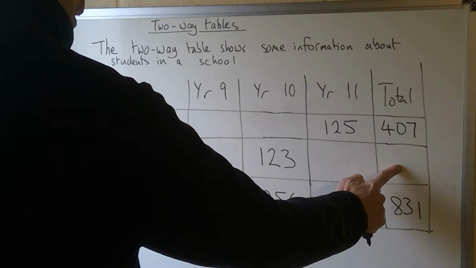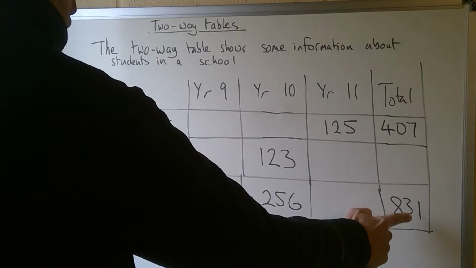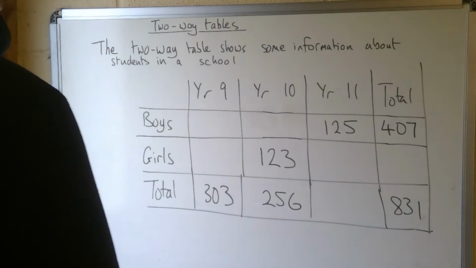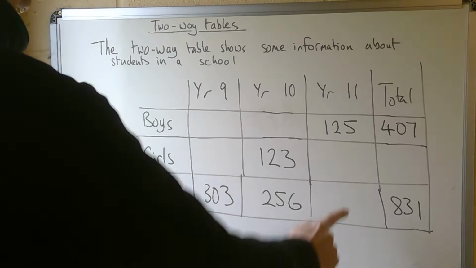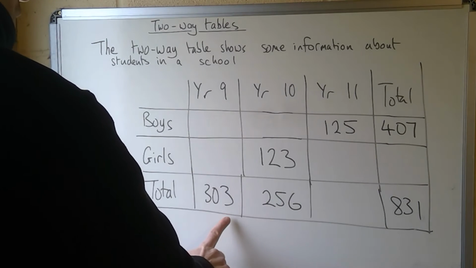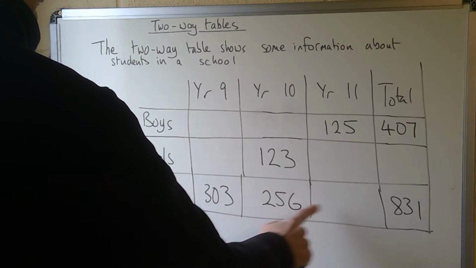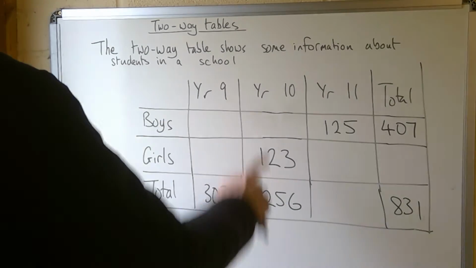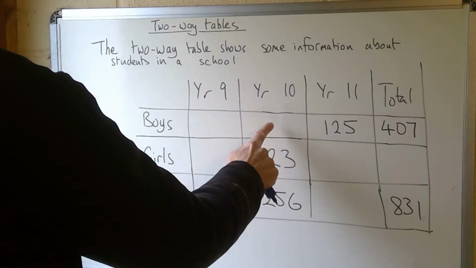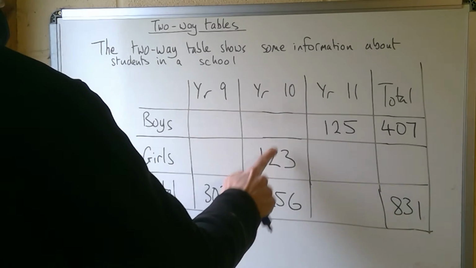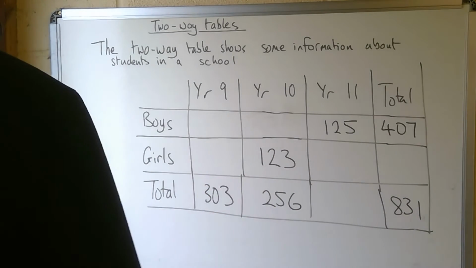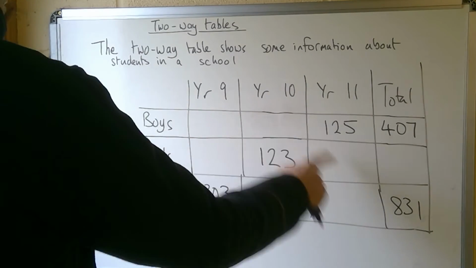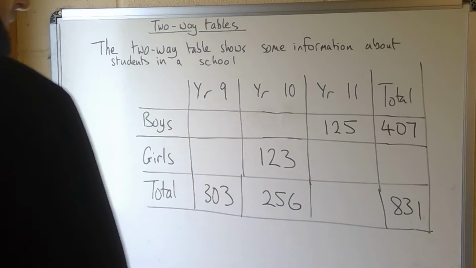We could fill in this box here because I know the total boys and the grand total, so I could work out the total number of girls. I could fill in this box here because we know the total students in 9, 10 and the total, so we could work out what's missing in year 11. And I could work out here the total number of boys in year 10 because I know the number of girls in year 10 and I know the total. But there's many of these boxes we couldn't actually work out.